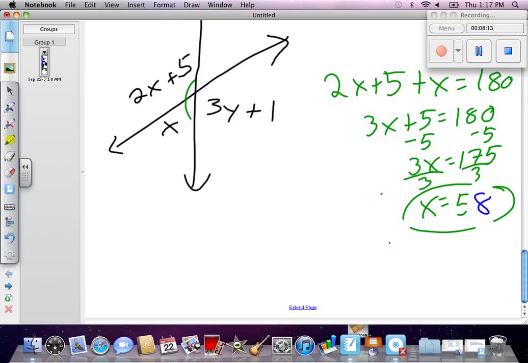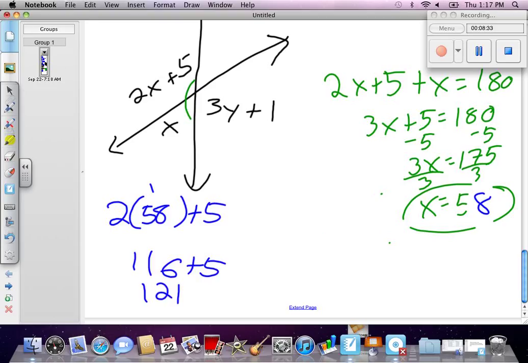Wouldn't you use the x, like it'd be 3y, but instead of it being x, it'd be 58? Yes. So you go 2 times 58 plus 5. So 2 times 8 is 16. 2 times 5 is 10, 11. Plus 5. 16, 17, 18, 19, 20, 21. 121 equals this whole angle right there.